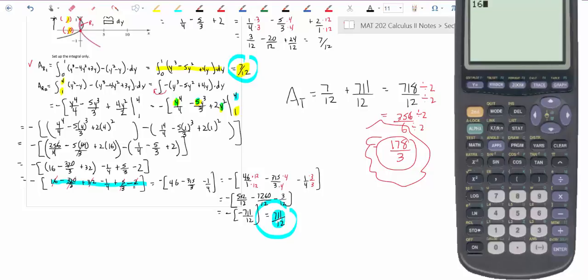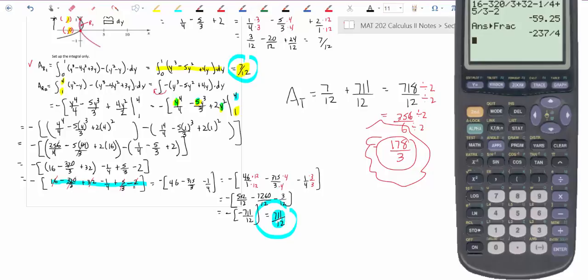So you can go 16 minus 320 over 3, and then plus 3 halves. And then, now hold on, that's 32. I can't see worth a crap. And then minus 1/4 plus 5/3, and then minus 2. Now that'll give decimals, but what you can do is press math fraction, press enter, and it takes it back to what we have.